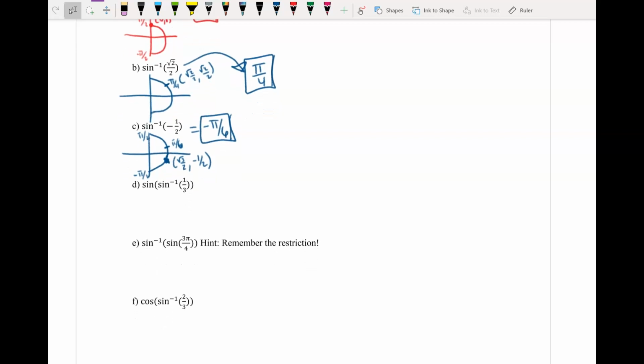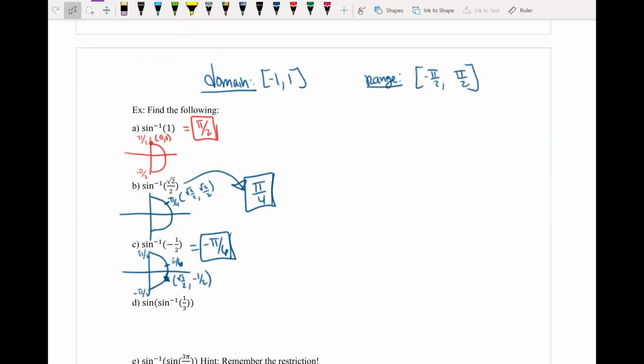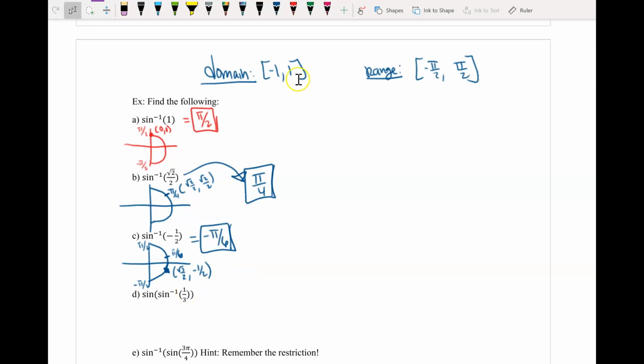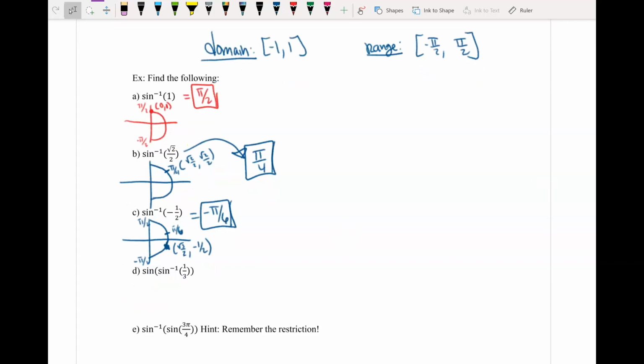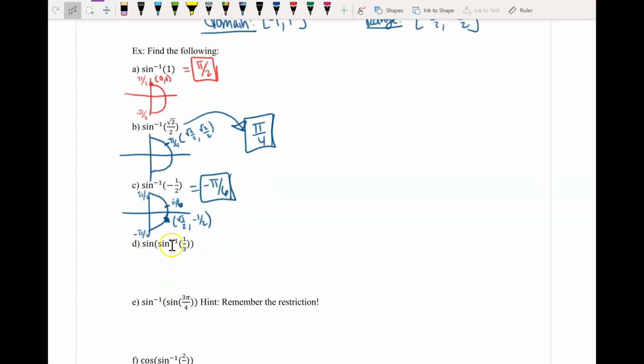All right, let's take a look at this guy. Sine inverse of 1/3. Well, I don't know quite what sine inverse of 1/3 is, right? But notice that 1/3 here is within this restriction. The domain, 1/3 is in between negative 1 and 1. And notice when you have sine and sine inverse, in this case, this is going to cancel each other out because 1/3 is within the restriction. So we can cancel these guys out, and I'm just going to get 1/3 because it's kind of like undoing it.